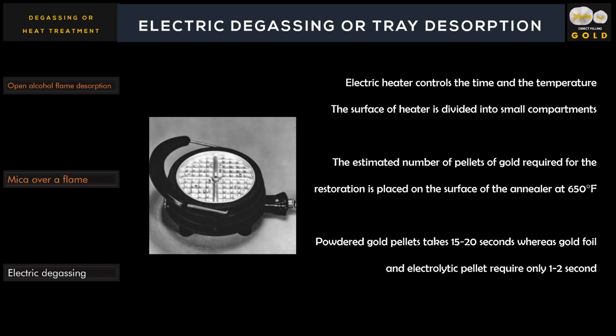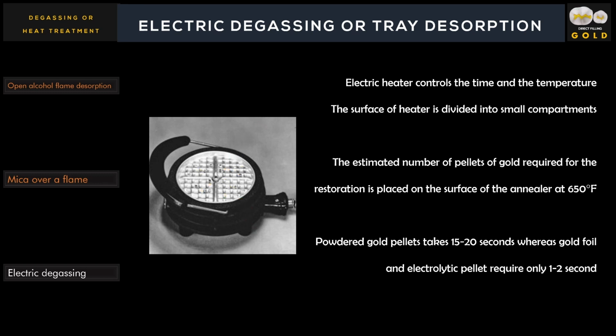In this technique, an electric heater controls the time and temperature, and the surface of the heater is divided into small compartments. So depending upon the requirement, the pieces of gold material are taken and kept over the heater, and once the approximate time is reached, it can be taken and directly used for restoration. So it is a very convenient method and it does not need the help of an assistant.